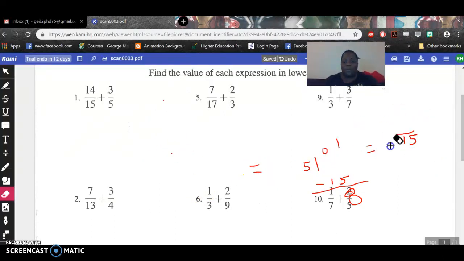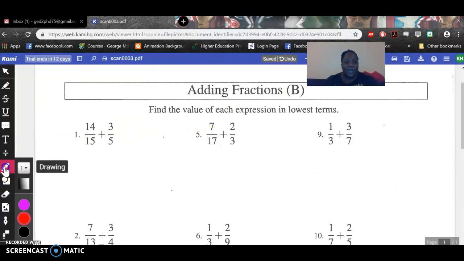Okay. Close enough. All right, so I'm going to go straight across to number 5. You see where the number 5 is right here? Remember, the first thing I like to do is set them up vertically. So I have 7 over 17 and 2 over 3.